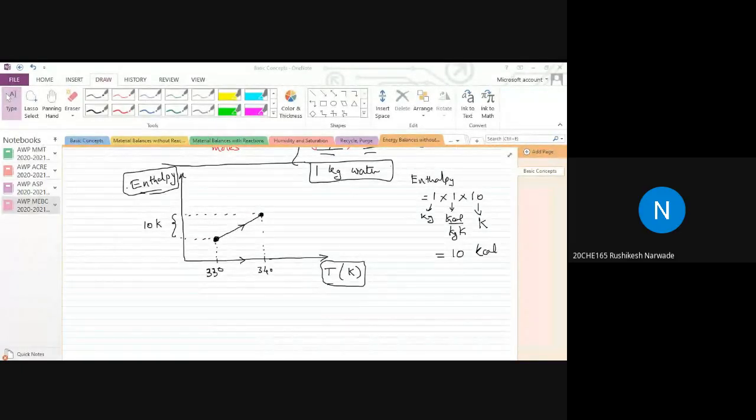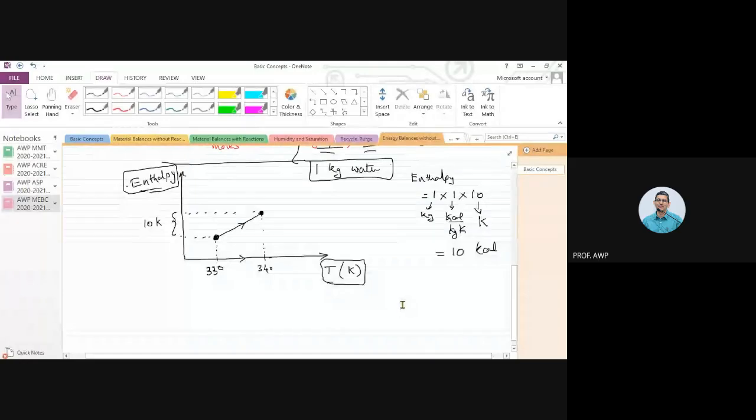Yes, sir. Temperature versus time graph I have seen. Temperature versus time, okay, yes. We are not plotting time now. We are plotting enthalpy. We are not worried about how long it takes to raise the temperature from 330 to 340 Kelvin. We are just worried about the total enthalpy.